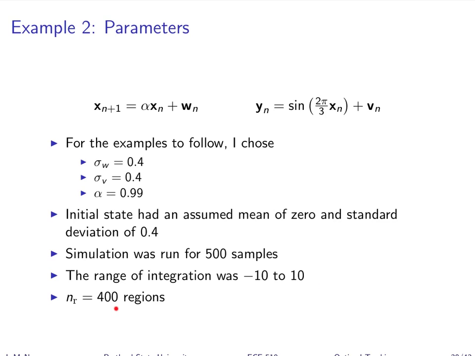And I chose 400 bins or 400 regions to do the integration over, and I chose that because that was ample. The features of the PDF, if you look at how rapidly the posterior fluctuates, I had plenty of resolution in picking 400 regions over this range.